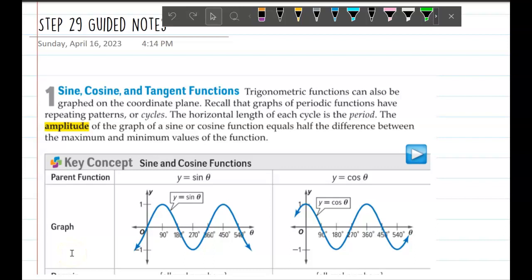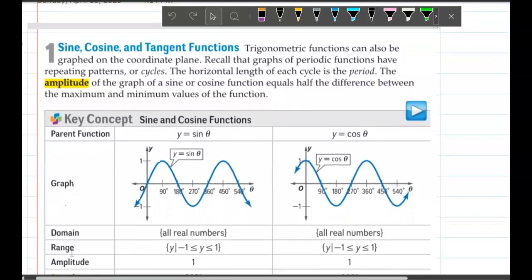In the past 4 years, you've graphed a lot of different functions. You've graphed lines, parabolas, so quadratic functions, cubic functions, rational functions, exponential and logarithmic functions. A function that you may not have graphed just yet are the trigonometric functions, like the sine, the cosine, and the tangent. That's what we're going to explore in step 29.